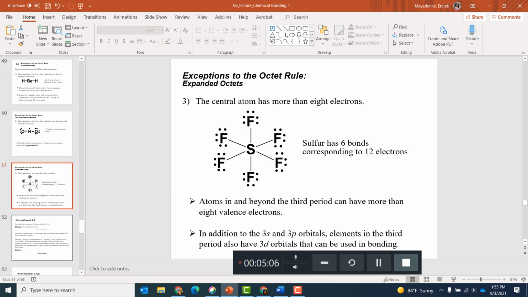And then the other exception is that certain elements have more than 8 electrons. So we call them expanded octets. In order to make an expanded octet, the central atom should be period 3 or below. That means if oxygen is a central atom, it cannot have more than 8 electrons. But sulfur, because it's period 3 and below, can form more than 8 electrons.